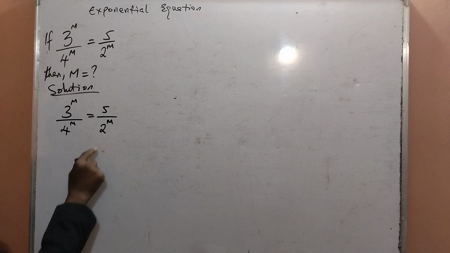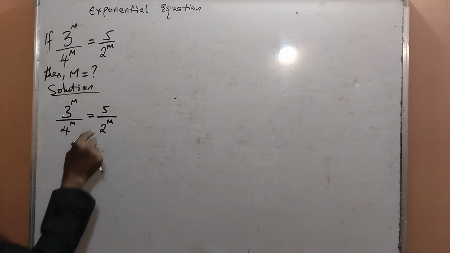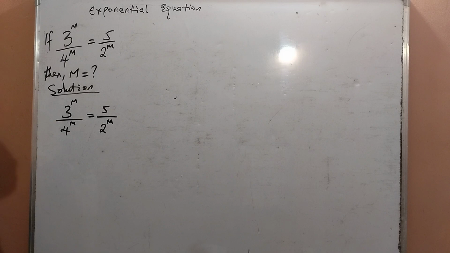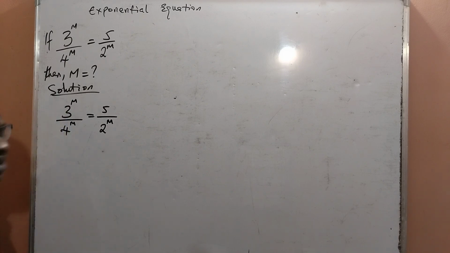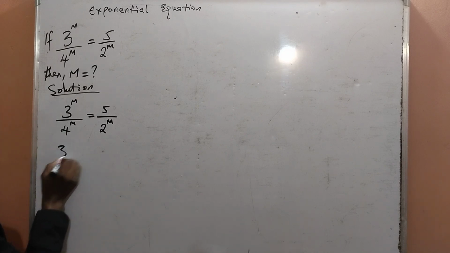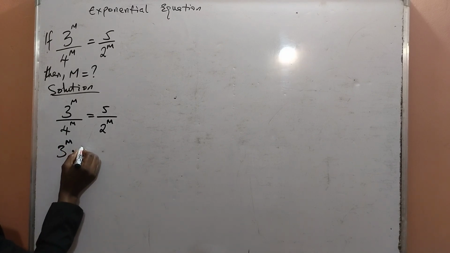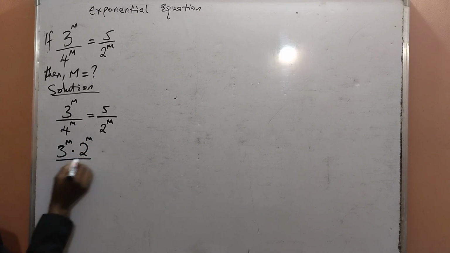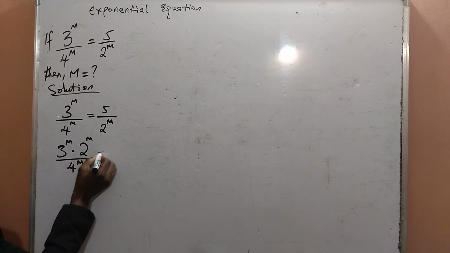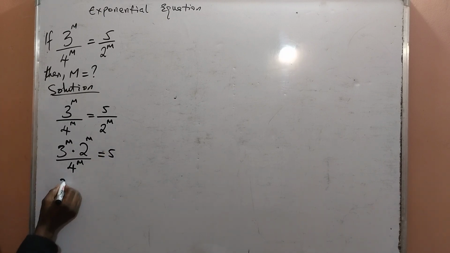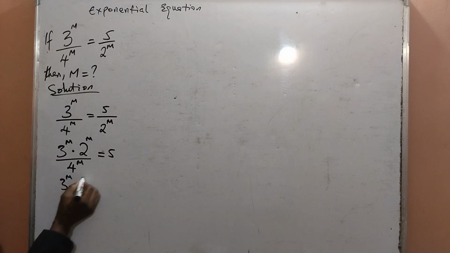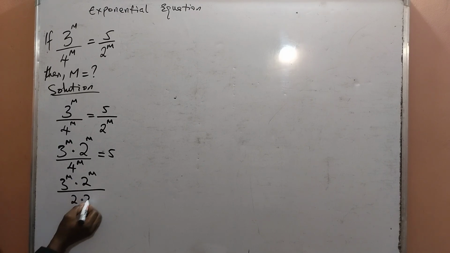What it means is that it's just like moving the denominator on the right hand side to multiply the numerator on the left hand side, and that means I will have it written 3 raised to the power m multiplied by 2 raised to the power m all over 4 raised to the power m is equal to 5. But I can also write it as 3 raised to the power m multiplied by 2 raised to the power m all over 2 multiplied by 2 all raised to the power m.